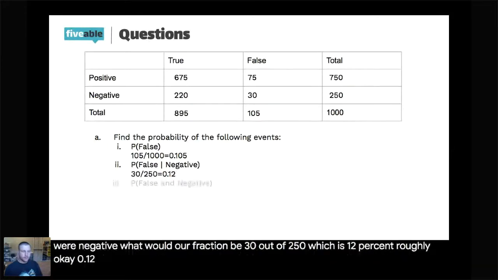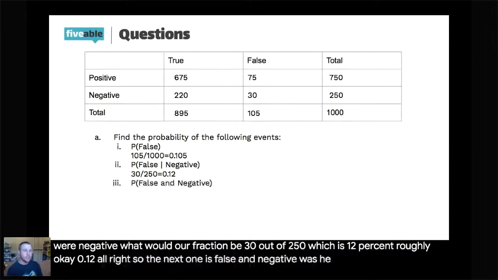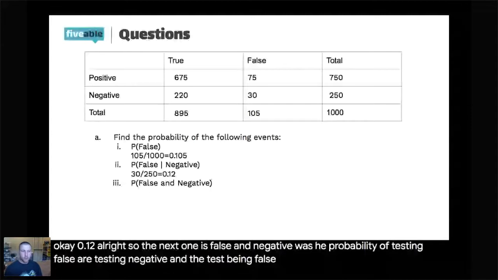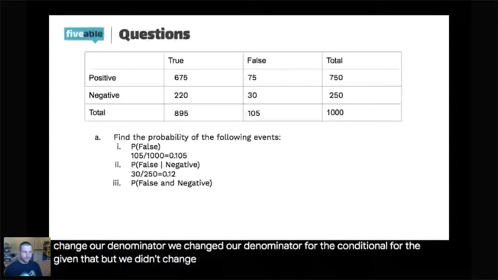All right, so the next one is false and negative. What's the probability of testing false or testing negative and the test being false? 30 out of 1,000, right? And we don't change our denominator. We changed our denominator for the conditional, for the given that, but we didn't change it for the other. Okay, so 30 out of 1,000, which is 3%.